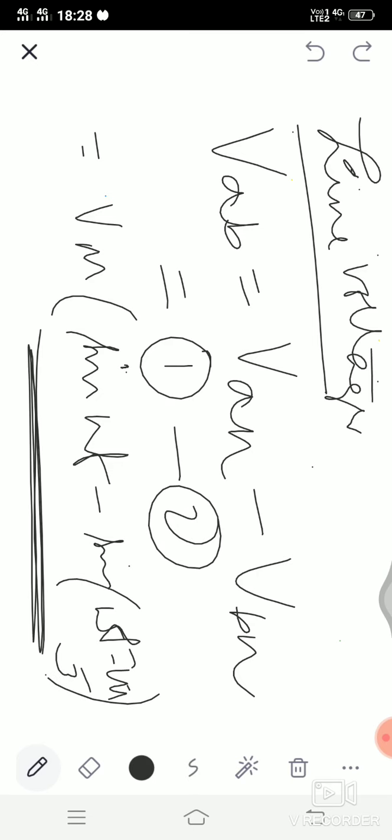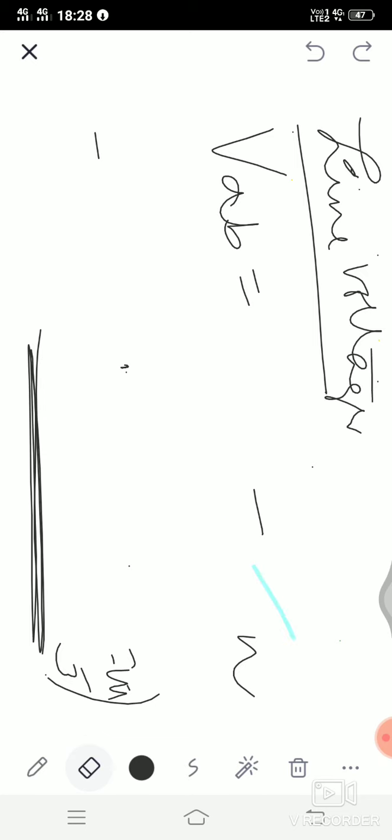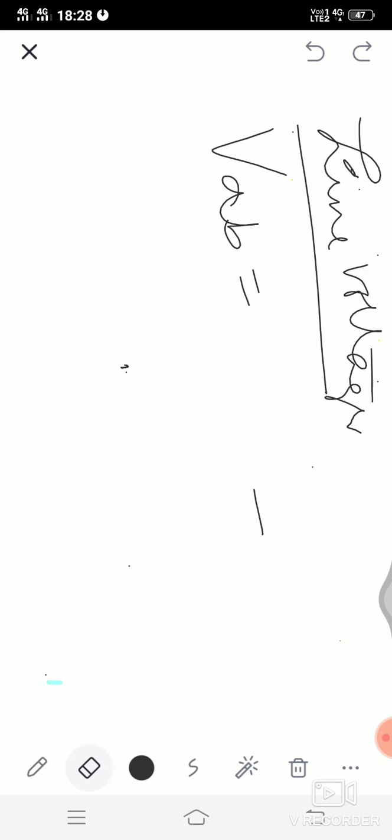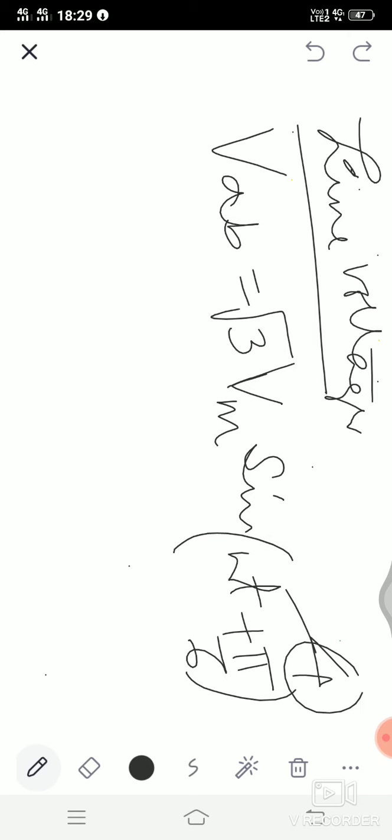So use the sin A minus sin B formula. When you put the sin A minus sin B formula and solve it out, you will finally get root 3 Vm sin of omega t plus pi by 6. Let it be equation 4.